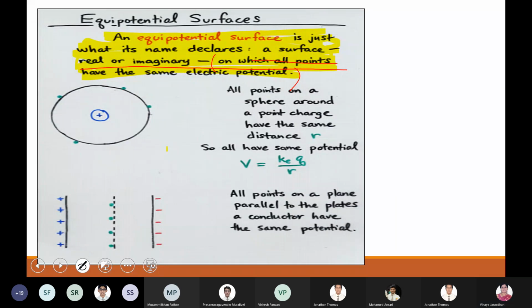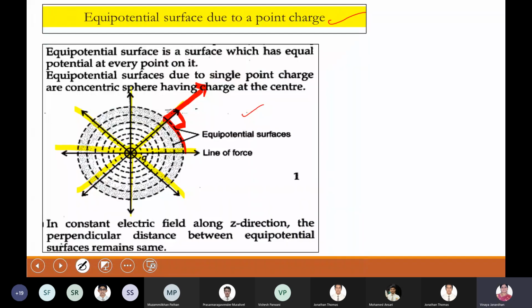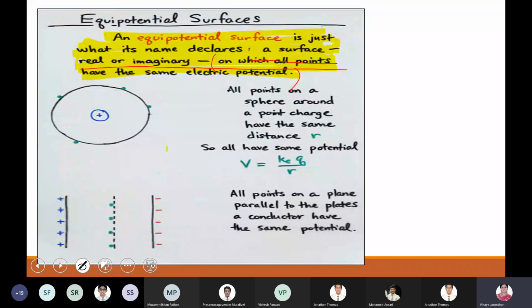Okay, ma'am. Shall I move to the next? Okay, so only that much is enough. Whatever is highlighted, don't go for the other. The other ones are for your reference, okay?